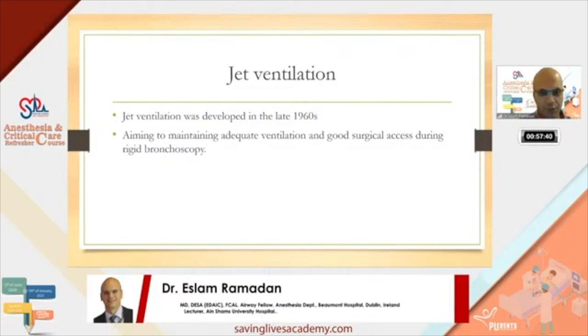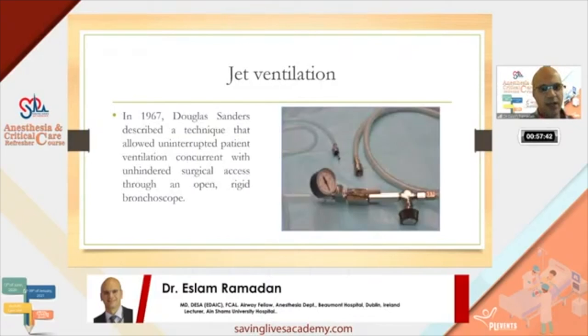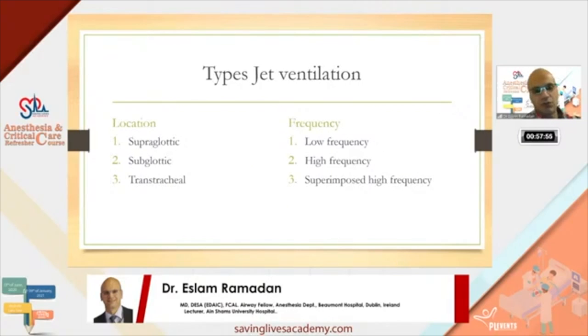during revision bronchoscopy. In 1967, Douglas Sanders described the technique allowing uninterrupted patient ventilation, at the same time not hiding the surgical access from the surgeons. So we have two classifications of jet ventilation: either by location, supraglottic, subglottic, or transtracheal, or by frequency, which is low frequency, high frequency, or superimposed high frequency, which is a combination of low frequency and high frequency.